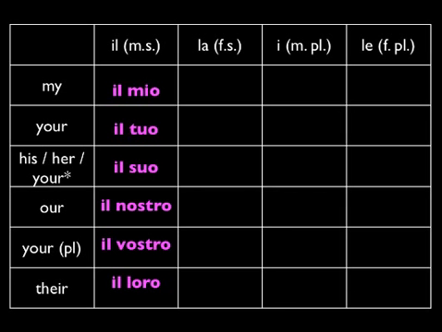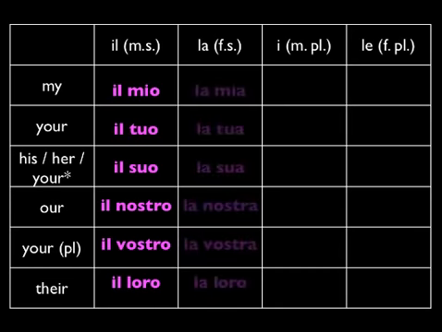Okay, so if you want to say my, you have to say il mio. Yours, il tuo, his, her, or your, the formal, il suo. Ours is il nostro, yours, plural, is il vostro, and there is il loro. Okay, let's take a look at the rest of the forms.